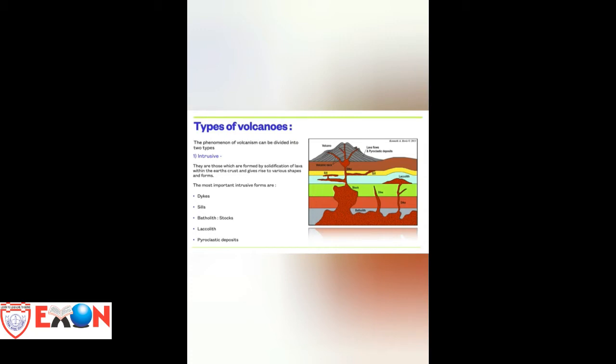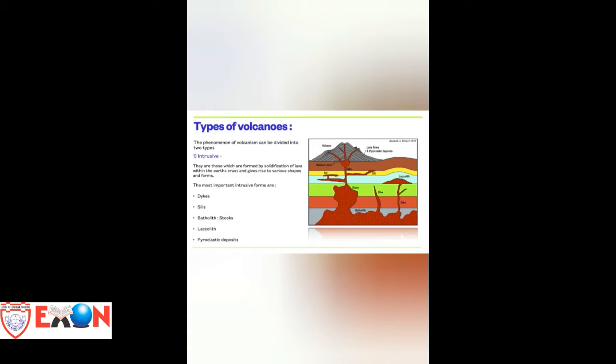Dikes. Dikes are intrusions of magma of vertical form. They are usually narrow but may extend several kilometers in length. Dikes are generally more resistant, being of igneous origin, than the adjoining rock, and they form long, narrow ridges.